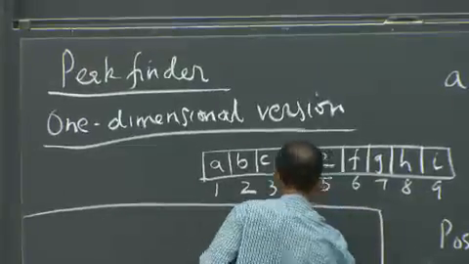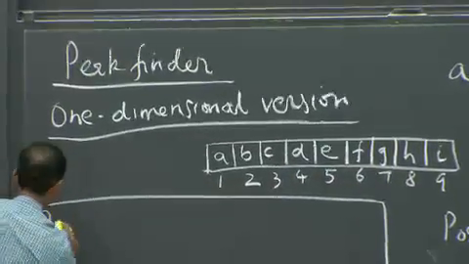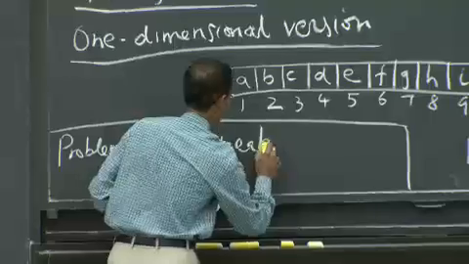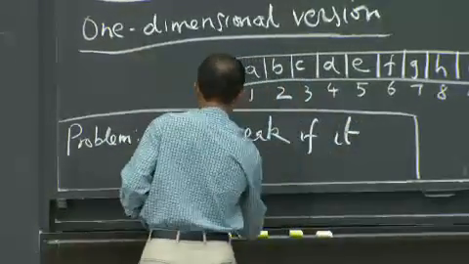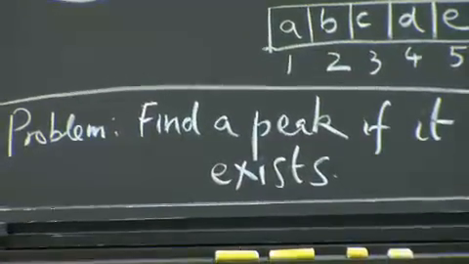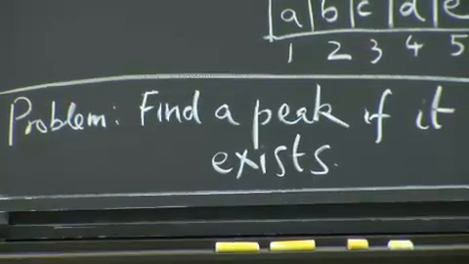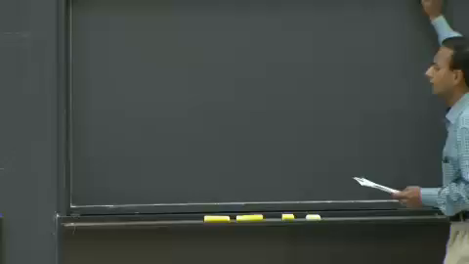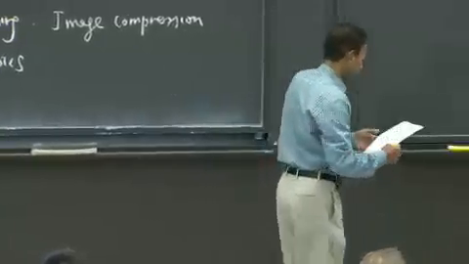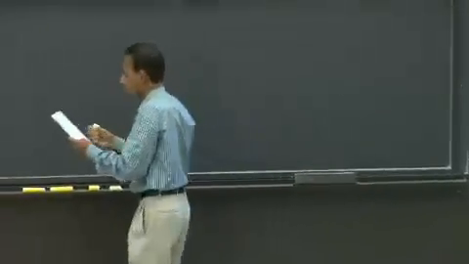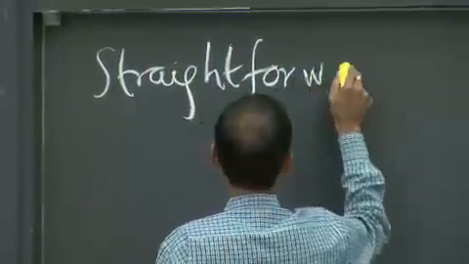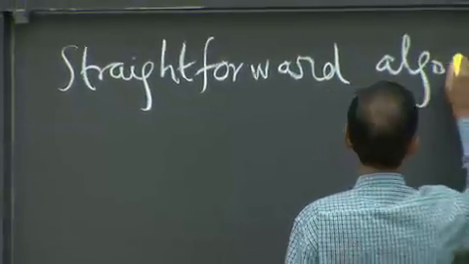And the statement of the problem, the one-dimensional version, is: find a peak, if it exists. That's all there is to it. I'm going to give you a straightforward algorithm, and then we'll see if we can improve it. You can imagine that the straightforward algorithm is something that just walks across the array. But we need that as a starting point for building something more sophisticated.